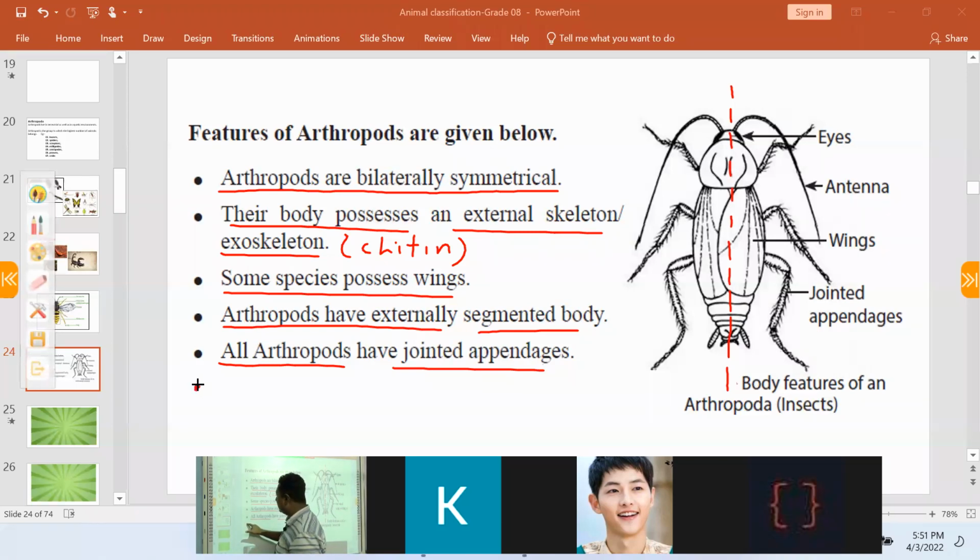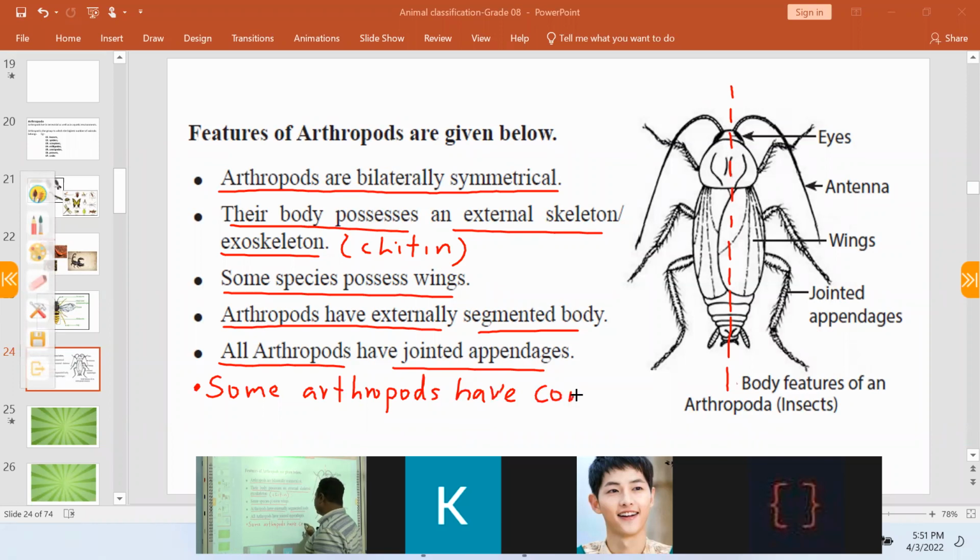I can add a few important facts here. Some arthropods have compound eyes and antennas.